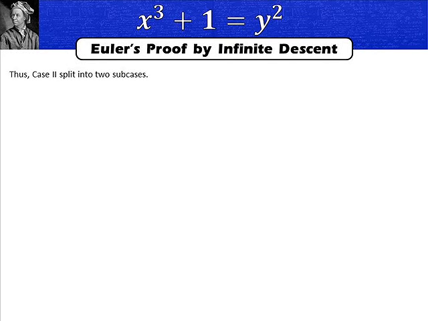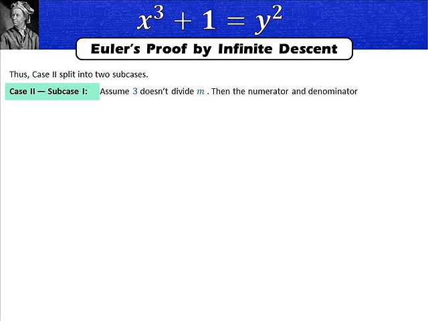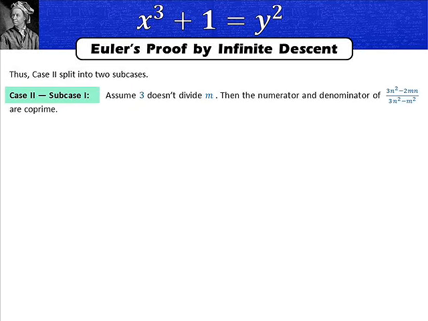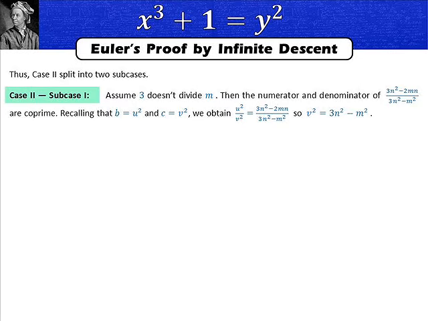Thus, case 2 splits into two subcases. Case 2, subcase 1. Assume 3 doesn't divide m. Then the numerator and denominator are coprime. Recalling that b and c are squares, we obtain u squared over v squared equals (3n squared minus 2mn) over (3n squared minus m squared). So v squared equals 3n squared minus m squared.